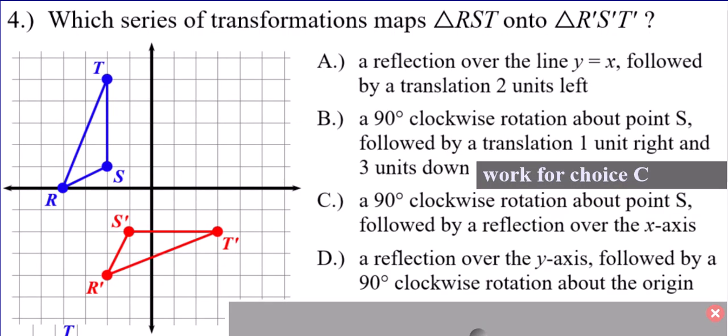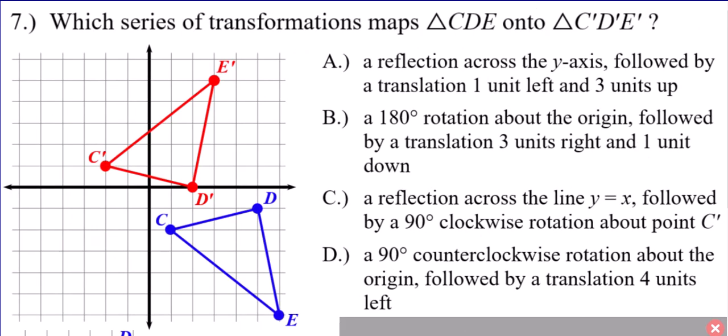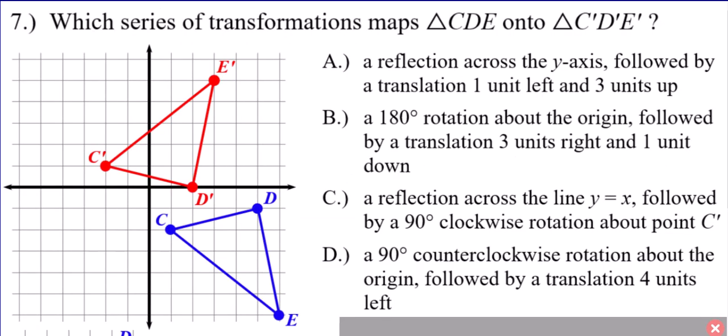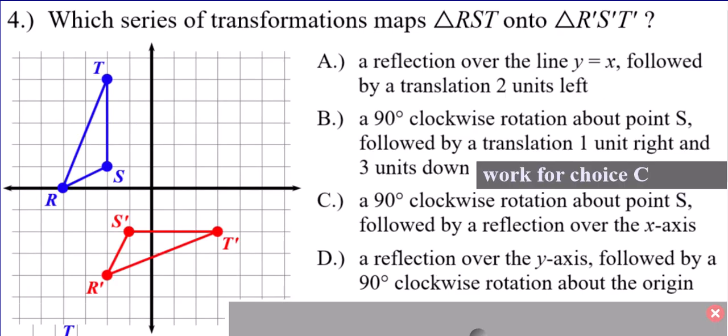Okay. Now that I've done 1, 2, and 3 for you, you're going to try 4, 5, 6, and 7 on your own. Now, you're not going to do 8 and 9 yet. We're going to save that for another day. But I would like for you to try 4, 5, 6, and 7 on your own. Hit pause on the video. Do 4, 5, 6, and 7, the last 4 multiple choice problems. And then hit play once you're ready to see how you did after you've done them on your own.